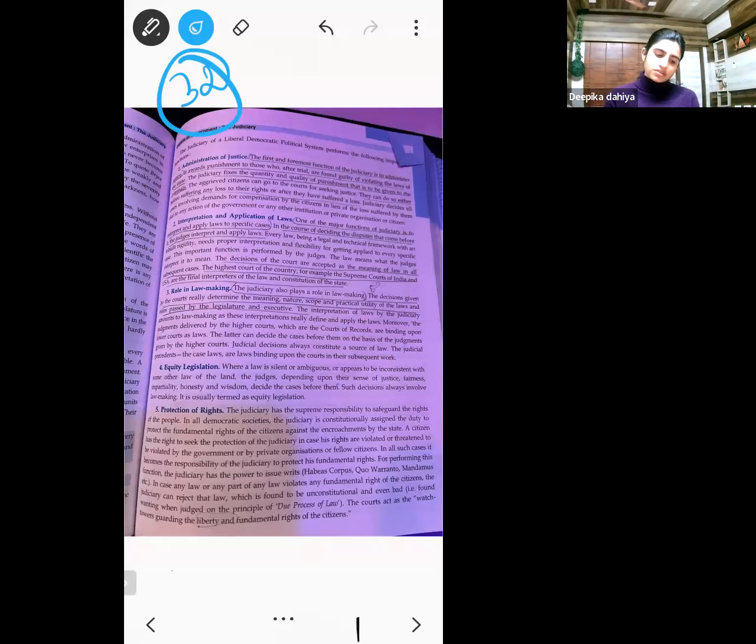Second is your, which article is it? I guess it's 228. 228, under which you can go to the High Court. 228 or 226, I'll confirm it. Okay, I'll confirm it and let you know after the class. Just a second, let me just see.